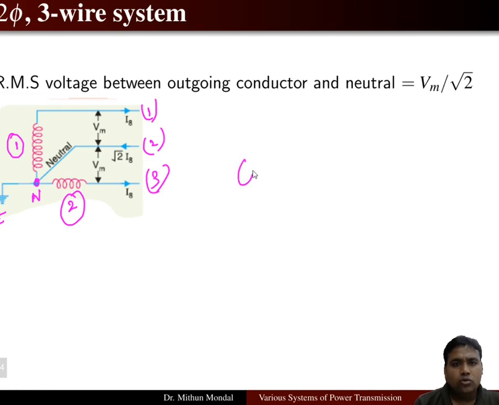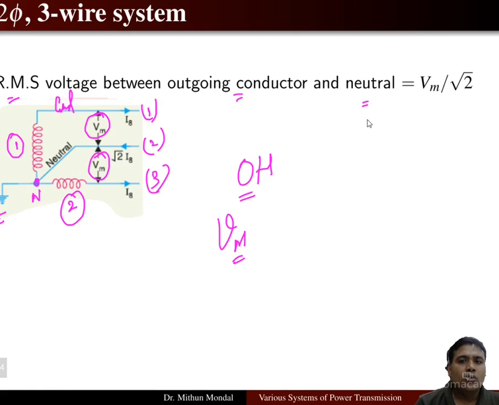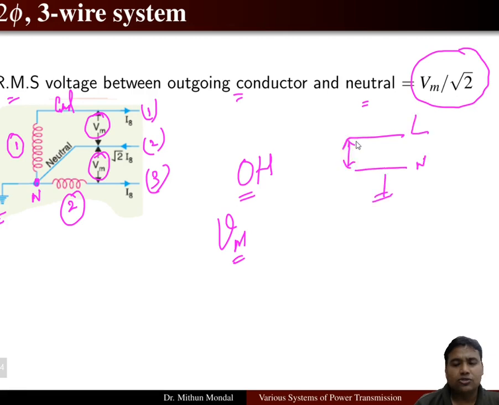We know that for the overhead system, the maximum voltage Vm is between the conductor and the earth. So this is your conductor and this is your earth. So maximum voltage Vm is here, right? Now, if you want to determine the RMS voltage between any outgoing conductor and the neutral, it is equal to Vm by root 2. So the conductor is this, and neutral is basically earthed. What is the RMS voltage between these two? That is equal to Vm by root 2, because Vm is the maximum voltage between a conductor and the earth.